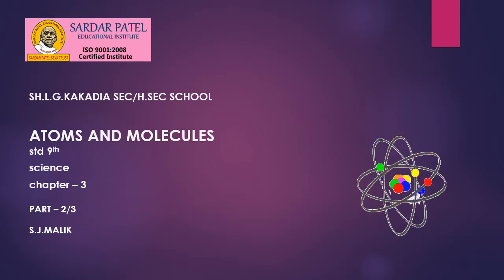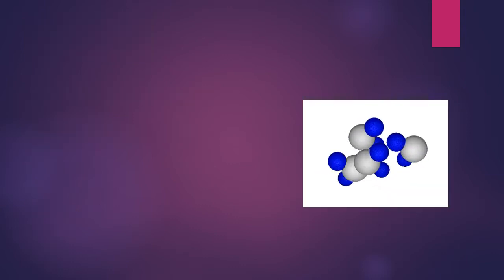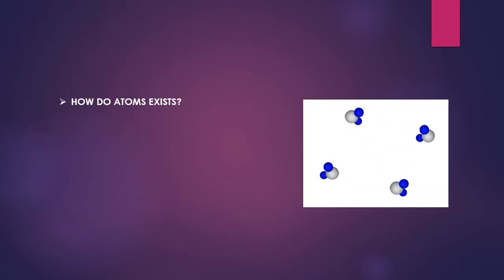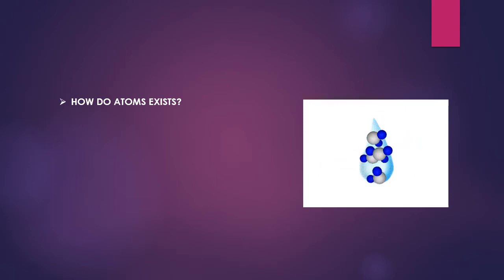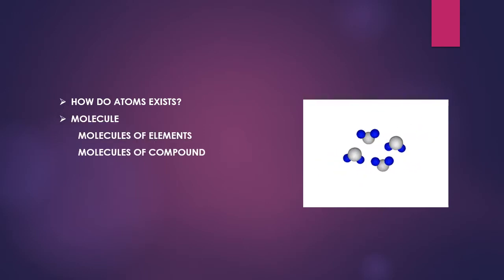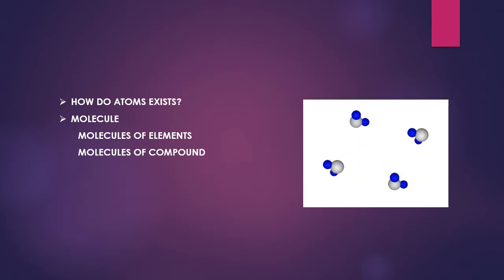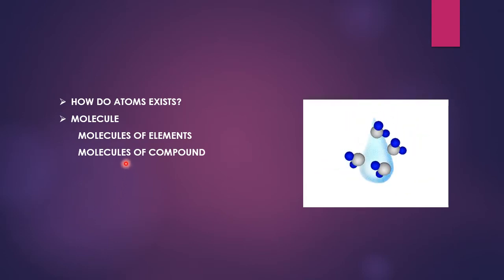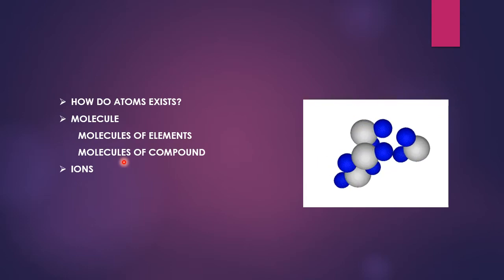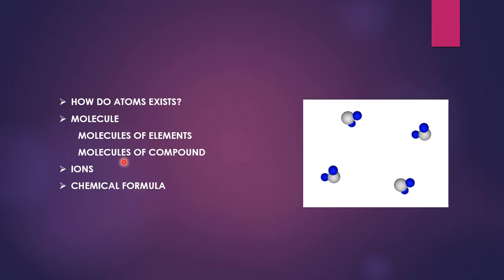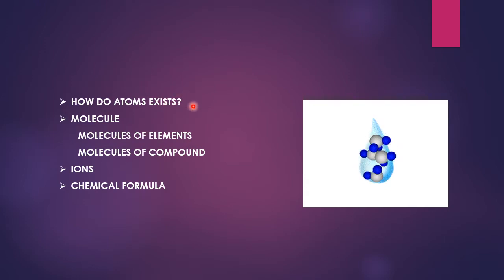Now let me show you which topics in this chapter we will learn in part 2. These are how do atoms exist. This is the first topic we'll learn in this part. The second one is molecule. In molecule, there are two subtopics: molecules of element and molecules of compound. The other topics are ions and the chemical formula of the substance. So these are the topics that we will learn in part 2 of chapter 3, atoms and molecules.